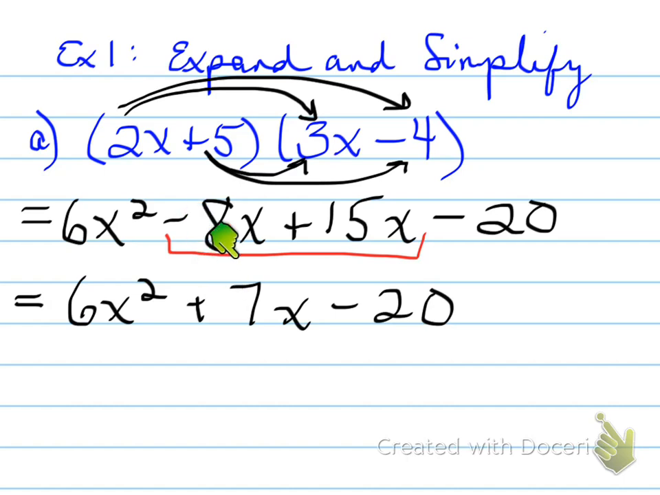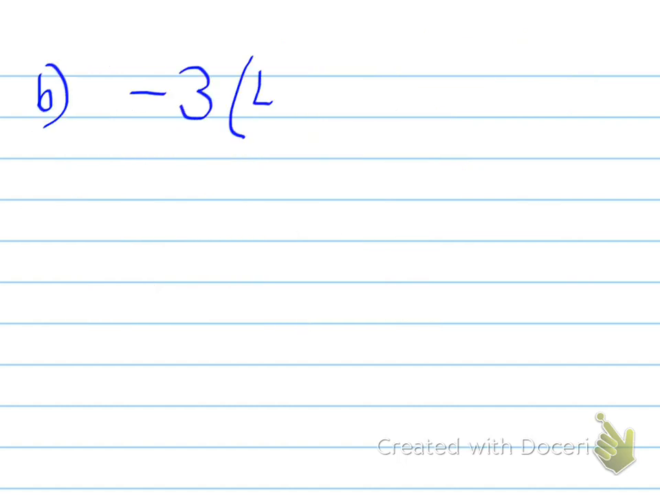Why is it plus 7x? Well, we can collect like terms for minus 8x plus 15x. So these two we can collect the like terms to give us 7x. Let's look at the next example. Here we go, a little bit harder.